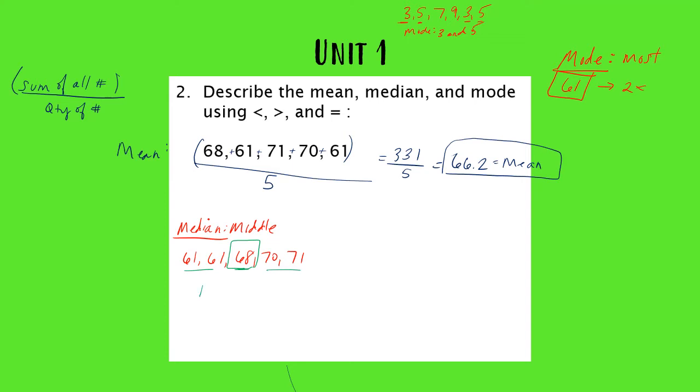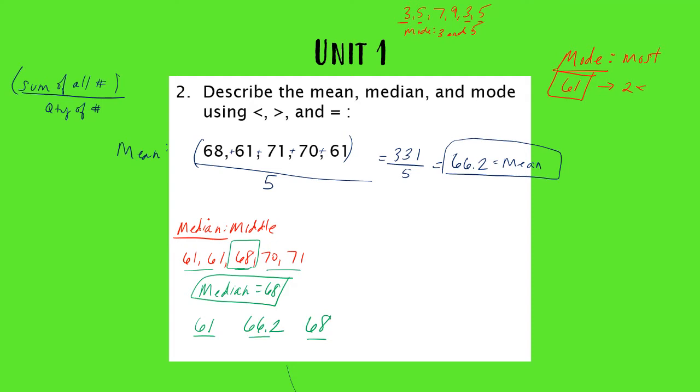That means that my median is 68. So I have 3 numbers. I have 61, which is the smallest number in my list. I have 66.2, which is the mean, the middle number, and 68 is the largest. So notice I wrote them smallest, middle, largest.